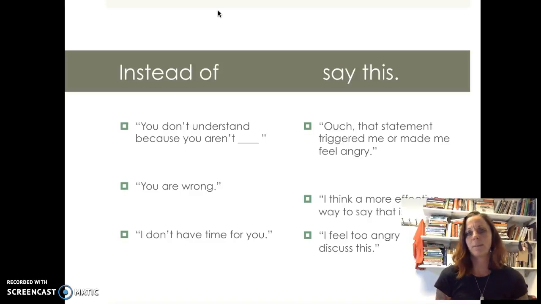So some examples of what that might look like. Instead of saying, you don't understand because you are a woman or a man or young or old or whatever, or you're wrong, or I don't have time for this, you want to say, wow, that really hurt me when you said that, or I felt triggered by that. Or, I think a more effective way to say that could be this. So give alternatives, talk about how it made you feel versus being accusatory, and then reach out to get support for it.